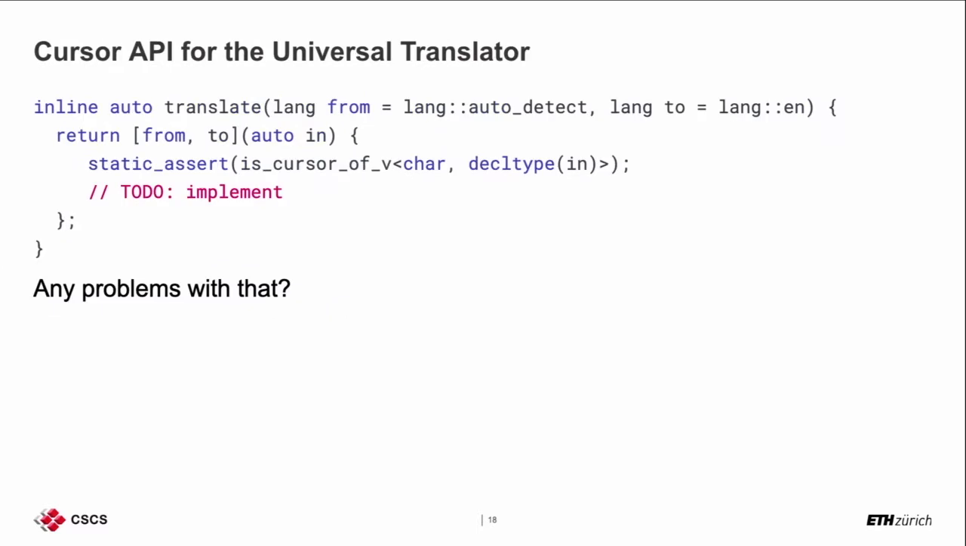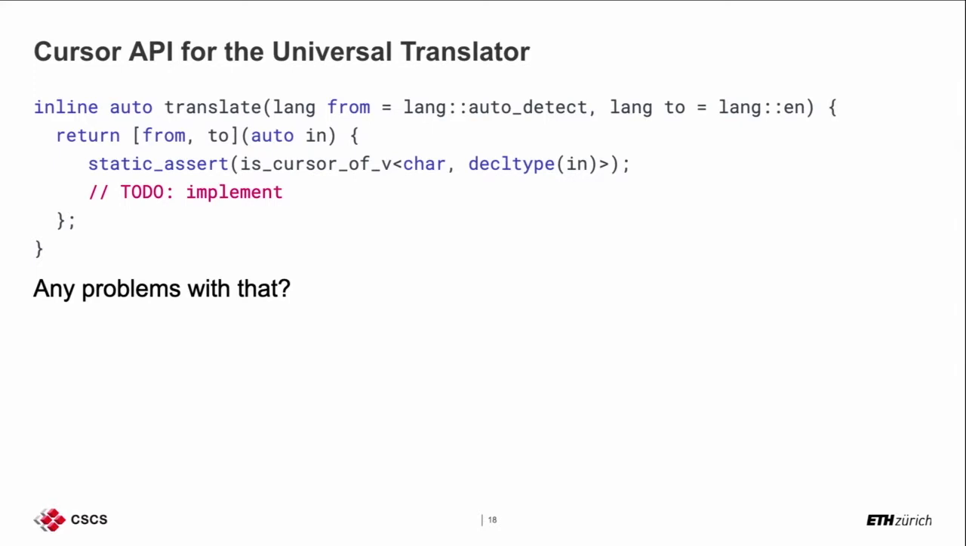Okay, so let's assume we adopt this cursor library and we want to use it, and we write a big application that does translation from one human language to another. And the interface that we are going to provide is cursor focused. Yes, we just have a translate function, we specify the language, and we want to return the cursor algorithm, that takes one cursor of characters and spits out another translated cursor of characters. Well, what's the problem with that?